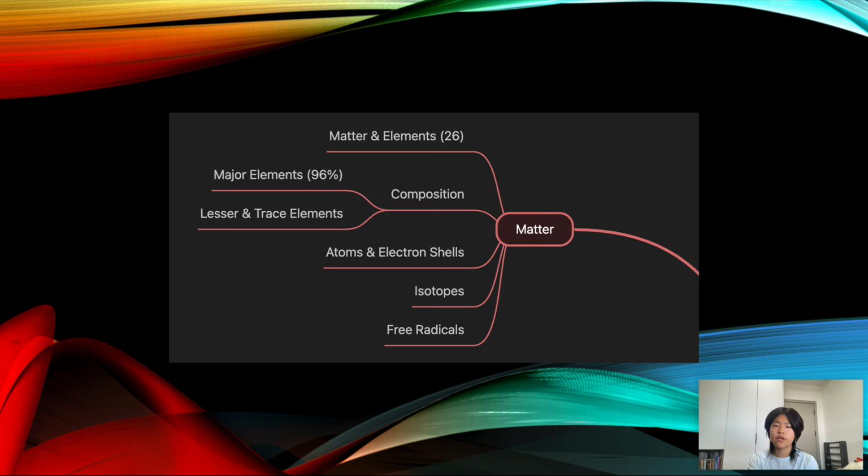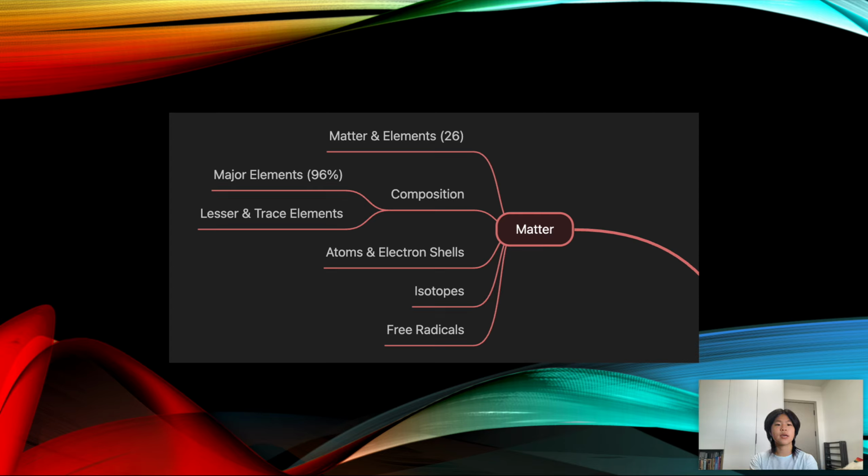There are 14 of them, and we only require them in small amounts, and they are aluminum, boron, chromium, cobalt, copper, fluorine, iodine, manganese, molybdenum, selenium, silicon, tin, vanadium, and zinc.